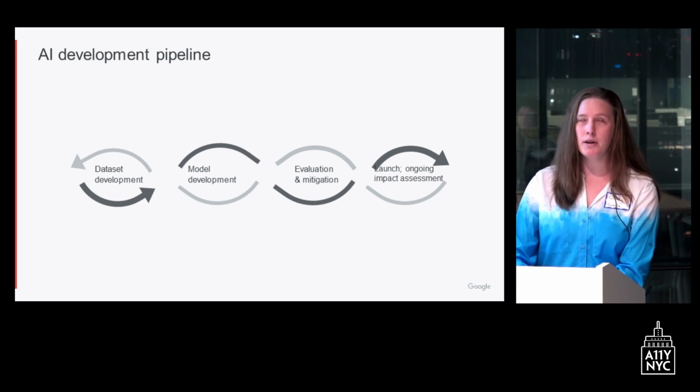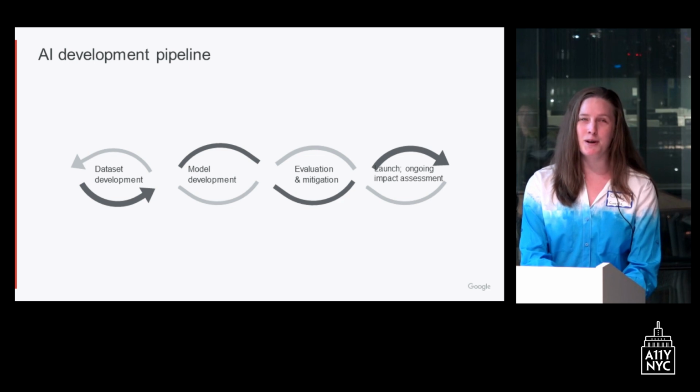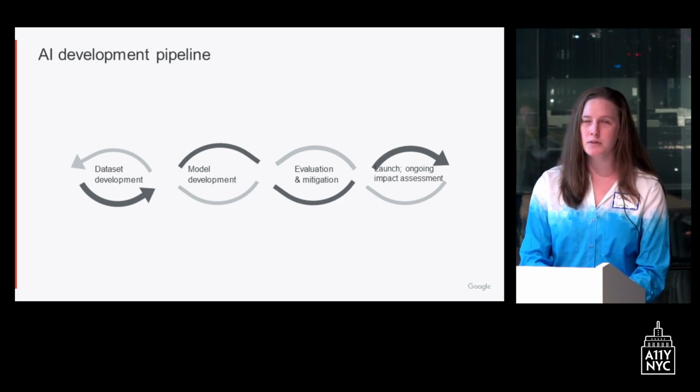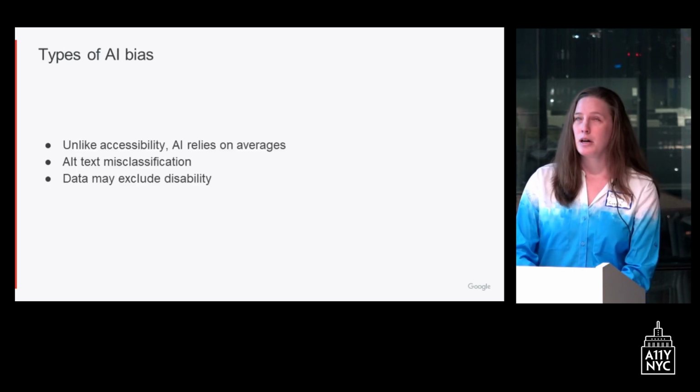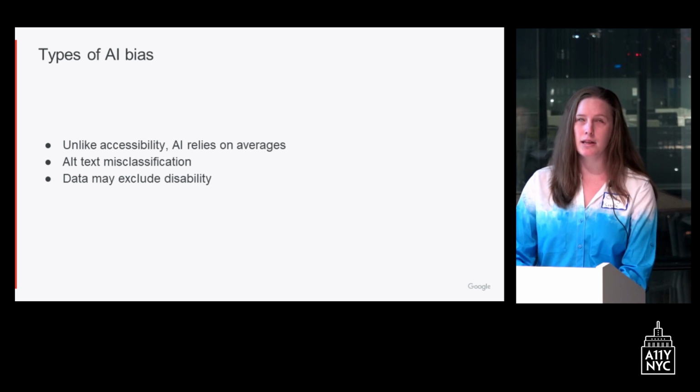So finally, the model is launched and there's ongoing assessment of impacts. This is the point where we learn about benefits and harms that were not anticipated. And so it's important to stick with this development cycle for maintenance in order to address any unanticipated harms. So on the next slide, I'll talk about just a few types of AI bias at a higher level.